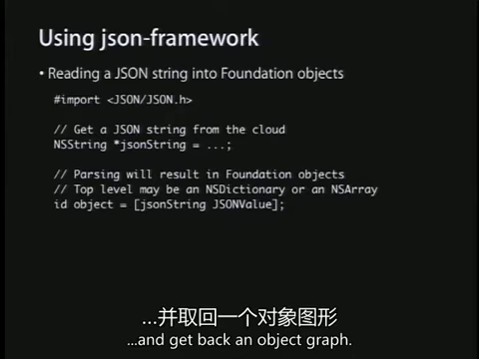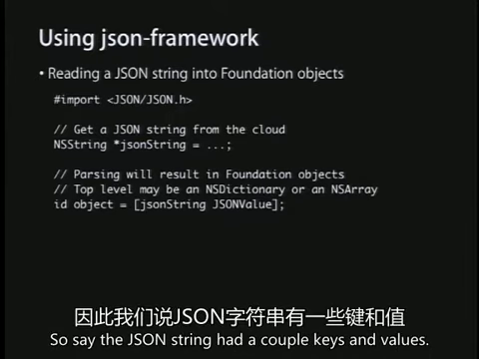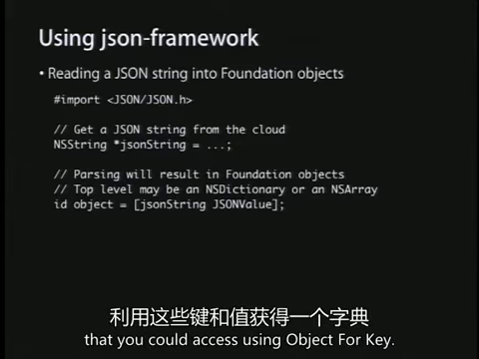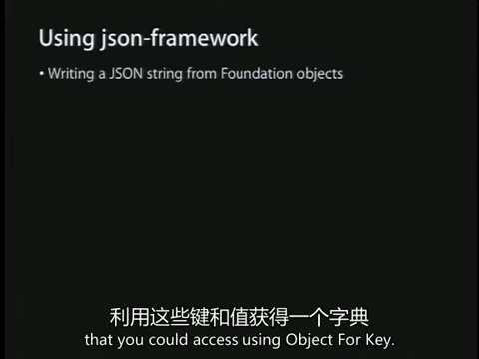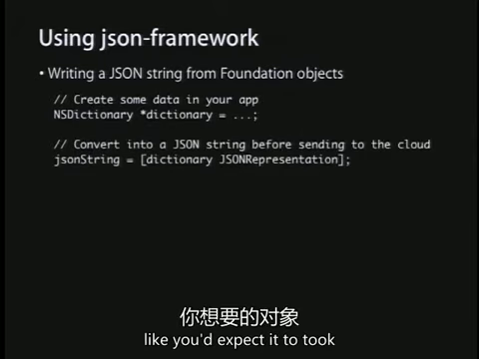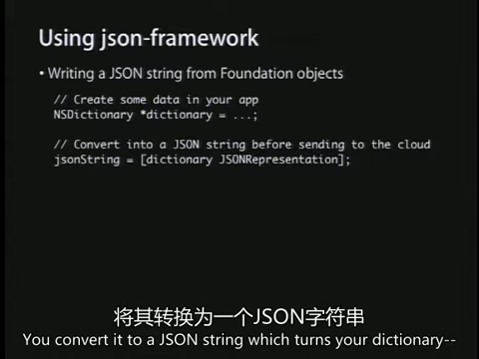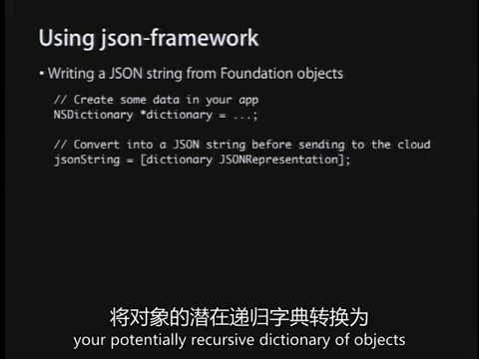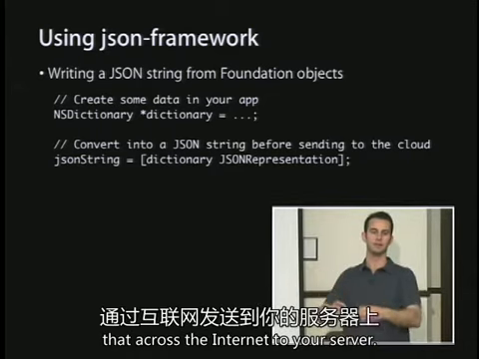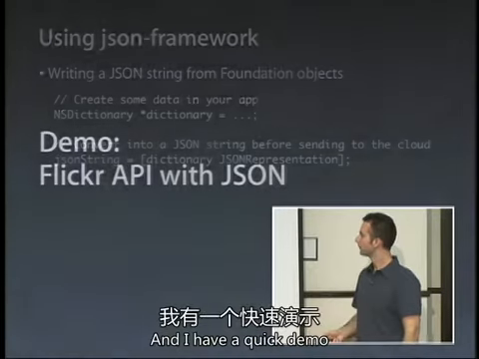And get back an object graph. So say the JSON string had a couple keys and values. You get a dictionary back with those keys and values that you could access using object for key. Similarly, you can write one out just like you'd expect it to look. You convert it to a JSON string, which turns your potentially recursive dictionary of objects into one string, and you can ship that across the internet to your server.